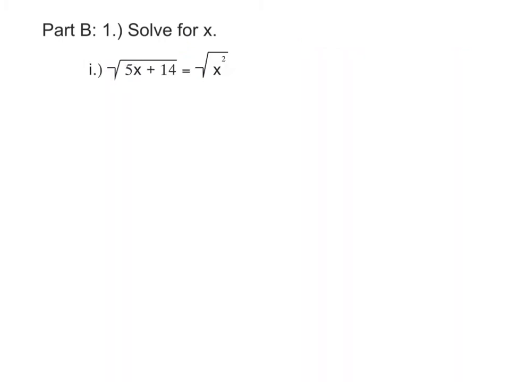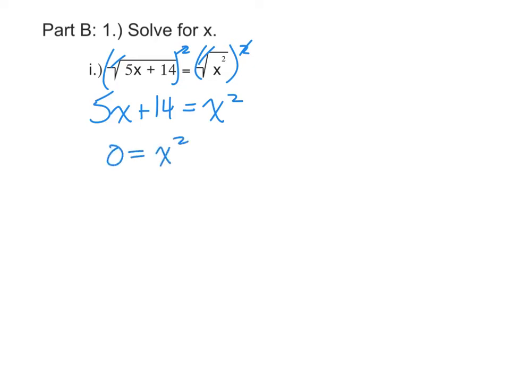In this example, again, we have a square root is equal to square root, so we can just square both sides. And 5x plus 14 is equal to x squared. Now it's quadratic. You got to pay attention to that. We can't combine like terms or anything, so because it's quadratic, the only way to solve it is get to one side equal to 0. So I'm going to have to subtract 5x and subtract 14.